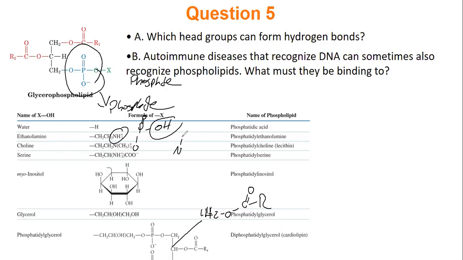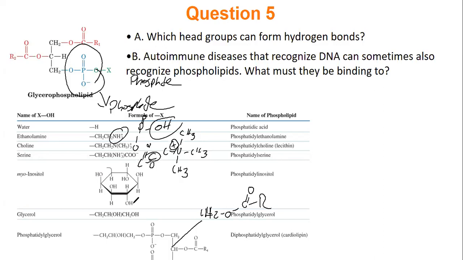Choline, the charge group is this, right? Then you have some carbons. This nitrogen is charged, but it is bonded to 4 carbons. Therefore, it has no place left it can actually hydrogen bond. Carbon and hydrogen cannot hydrogen bond itself. So that can't hydrogen bond. Serine has COO minus. Oxygen can hydrogen bond.